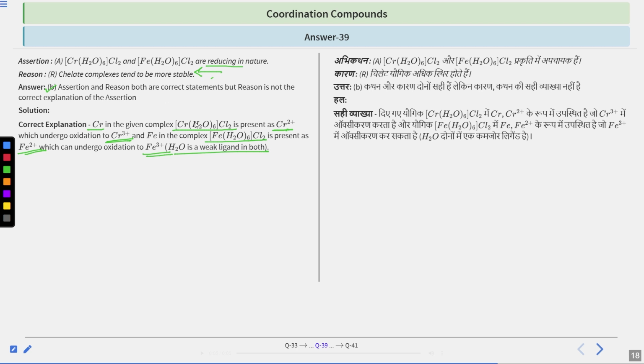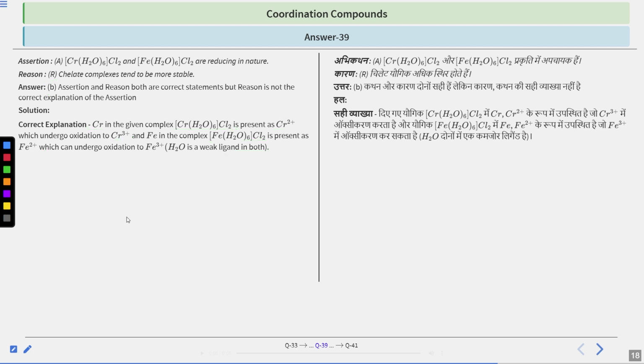Reducing in nature means they are reducing agents. They reduce the others and get oxidized themselves. So that's why they are reducing in nature. So both the statements are correct, but the reason is not the correct explanation for the assertion given. That is why B option is the correct answer.